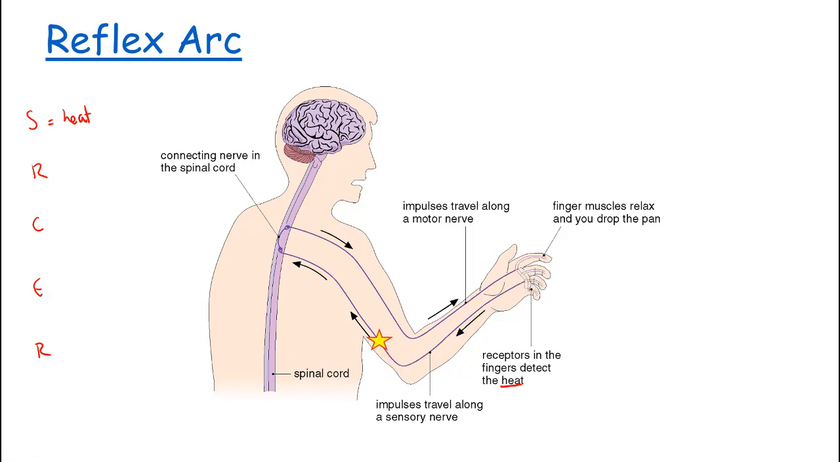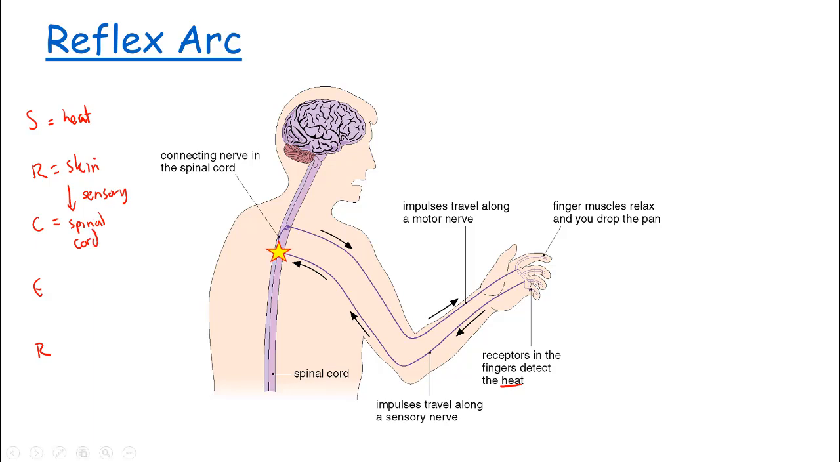What happens is the stimulus is detected by the receptor. The receptor is the skin in this case. It sends a signal along the sensory neuron. I'll just show that again. So it sends an impulse up the sensory neuron. And then that neuron goes up to the coordinator, which in this case is going to be the spinal cord because it's rapid.